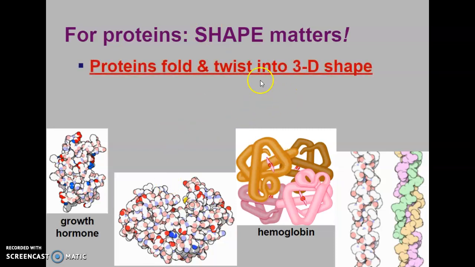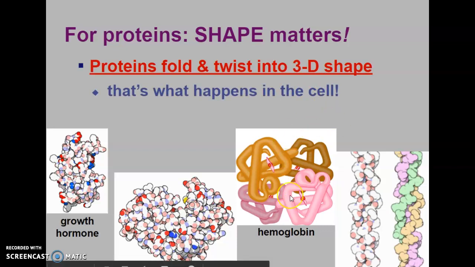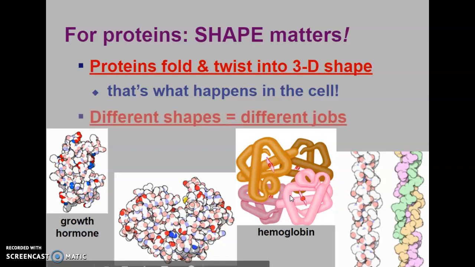So the proteins are folded and twisted into a three-dimensional shape. And that's what happens in the cell. If it's folded incorrectly, it will not work correctly. So it is important that it gets folded correctly. Different shapes will give you different jobs. So like this one here is an enzyme. If that active site isn't correctly made, then it won't work correctly.